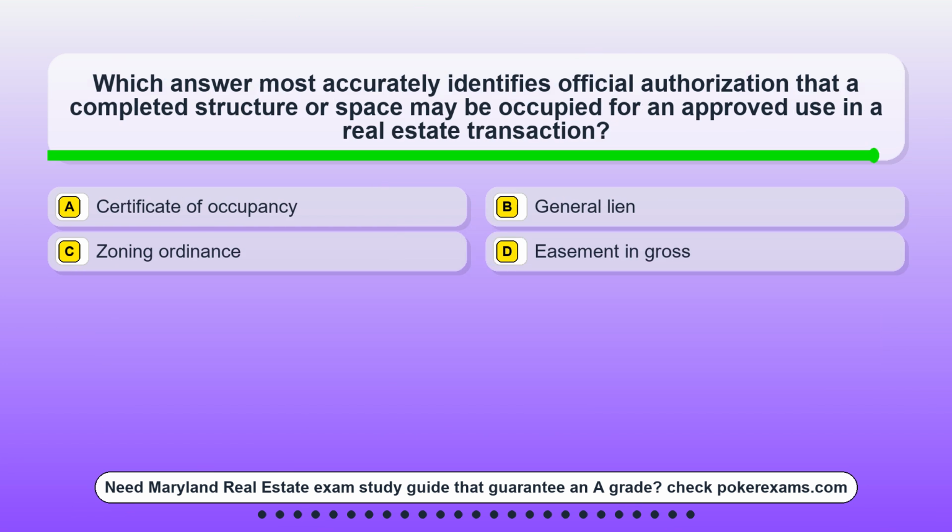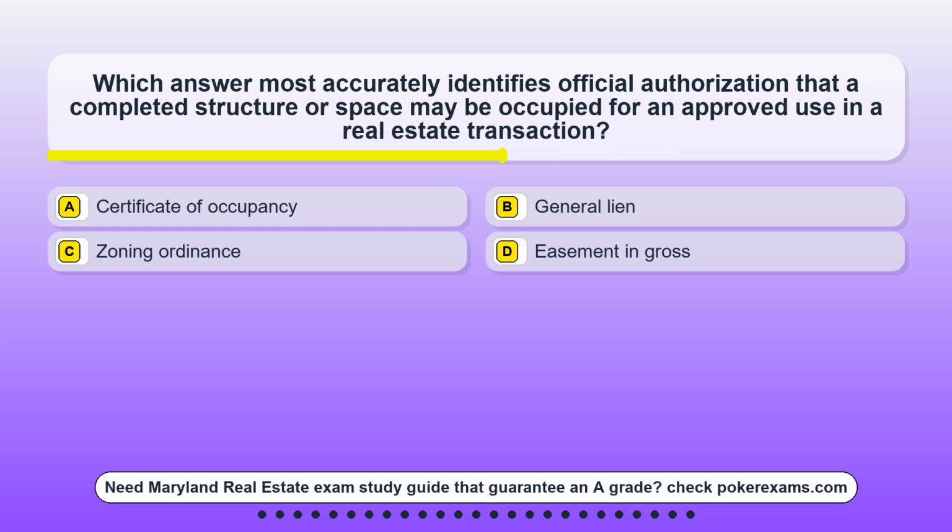Question 2. Which answer most accurately identifies official authorization that a completed structure or space may be occupied for an approved use in a real estate transaction? Option A, certificate of occupancy. Option B, general lien. Option C, zoning ordinance. Option D, easement in gross.